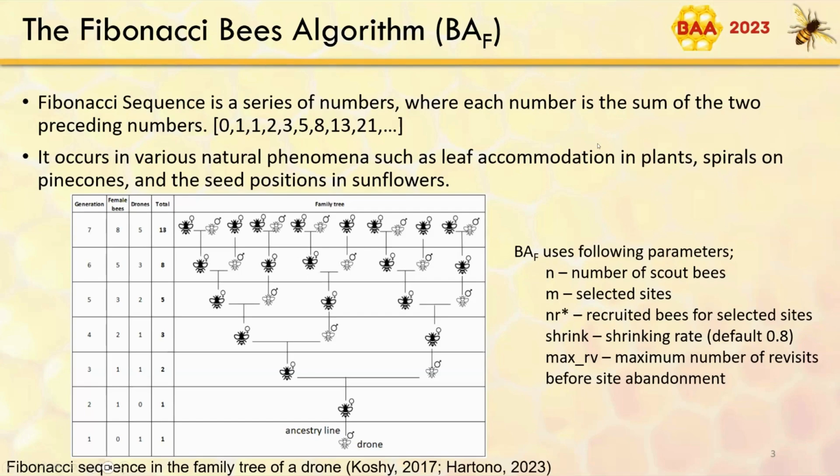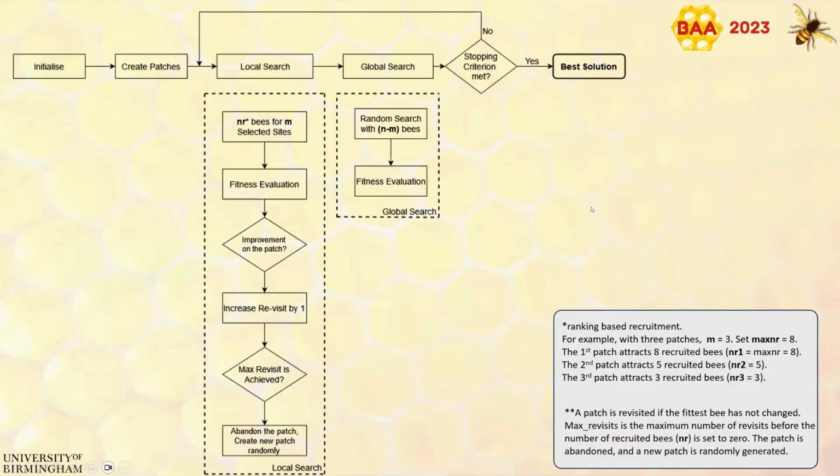In our algorithm, the Fibonacci Bees algorithm, we use fewer parameters than the standard Bees algorithm, where the number of scout bees is the same as in the standard Bees algorithm. And we use selected sites and recruited bees for selected sites, and shrinking rate, also maximum revisit, which is similar to stagnation limit. So this is our flow chart. We first start with initializing, then we sort their fitness values and create patches. And as always, local search, then global search. And when we meet the stopping criteria, we provide the best solution.